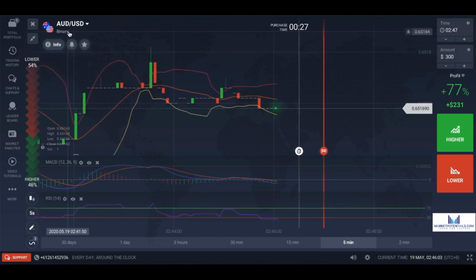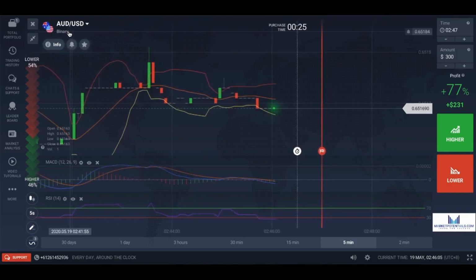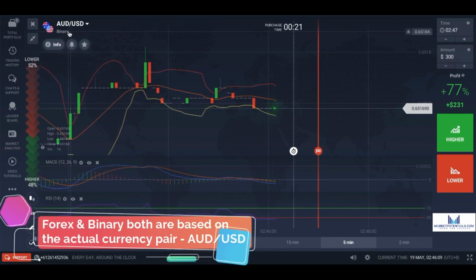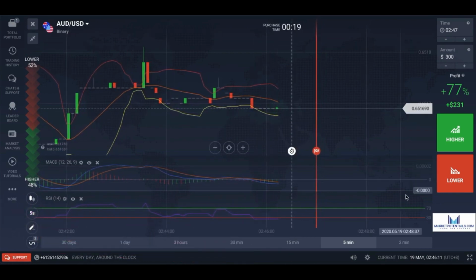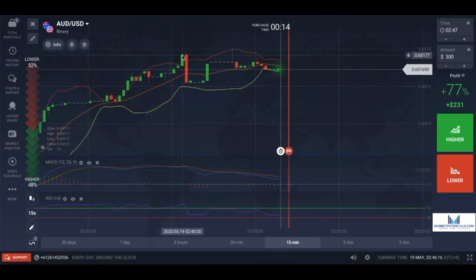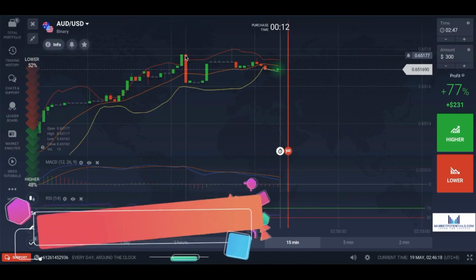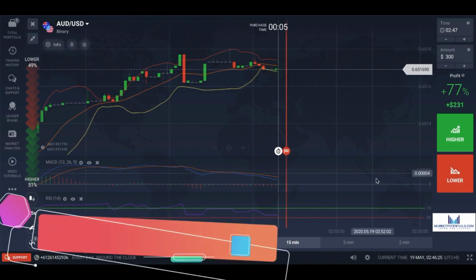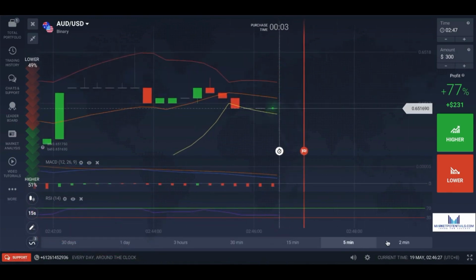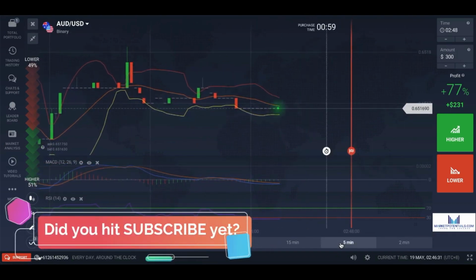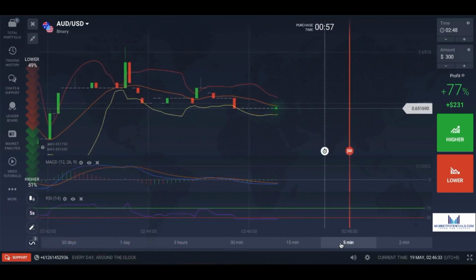The commonality, rather, is the fact that the chart that you see is actually the Australian dollar and the US dollar Forex chart. The difference is, in a Forex trade, you typically are looking to buy low and try to sell high, making a profit in the difference. Now, in binary option trading, though, you're not capitalizing on the difference in price, but rather the direction of movement.